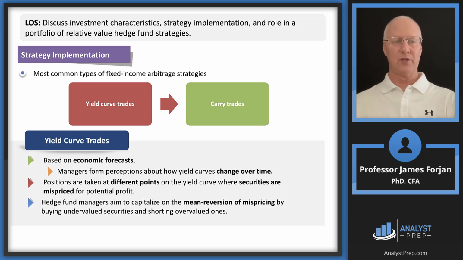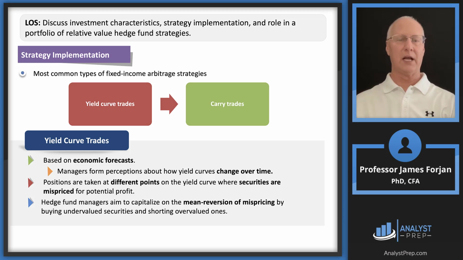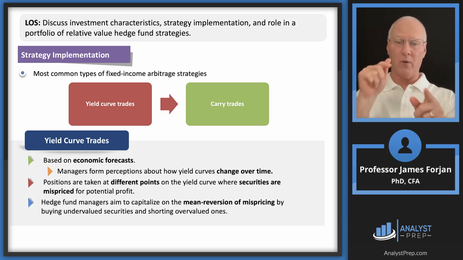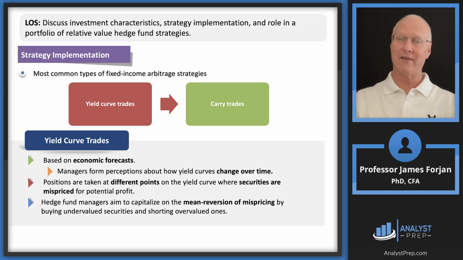All right, so how are we going to do this? Yield curve trades. This is top down, right? We're going to start with an economic forecast, and then we're going to take a look at the yield curve, and we're going to find points on the yield curve that we might not like. Maybe we put some key rate duration in there. Maybe we do some other things in there, but we're going to do a yield curve trade. Maybe we'll take advantage of mean reversion.